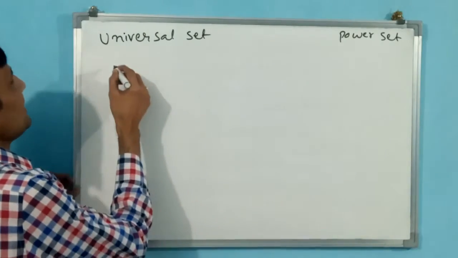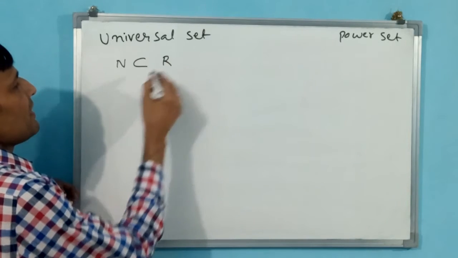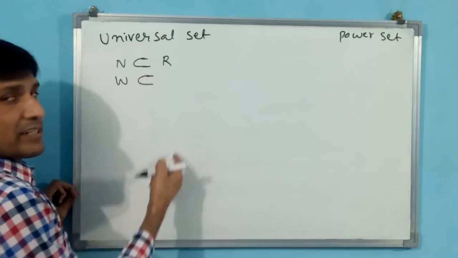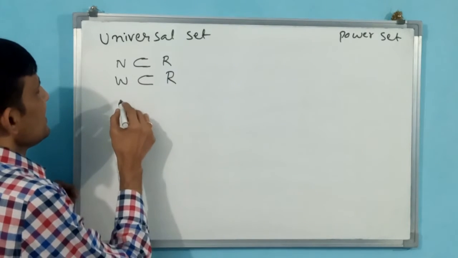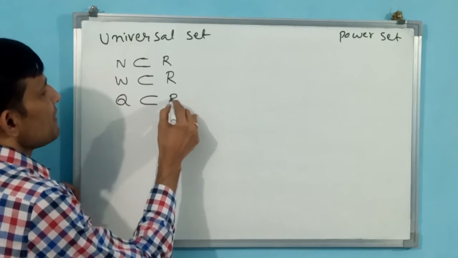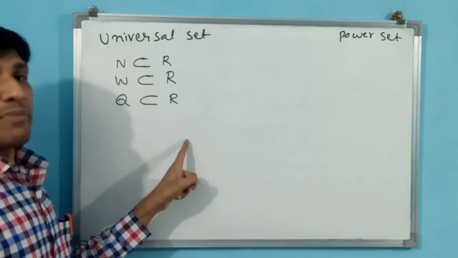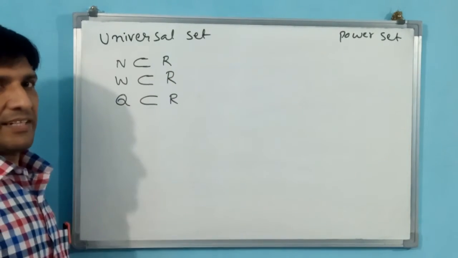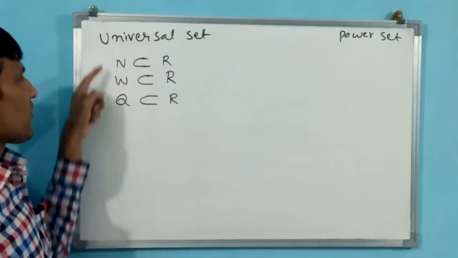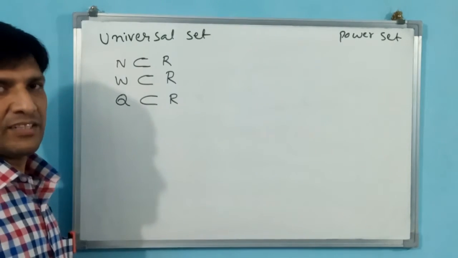Okay, now I am telling, see, natural numbers are a subset of real numbers. Whole numbers are a subset of, this subset I have already explained to you, na? Real numbers. And even rational numbers are also a subset of real numbers. For all these only real numbers is a superset. Now we can say real numbers are the universal set for all numbers. Now you understand what is universal set.